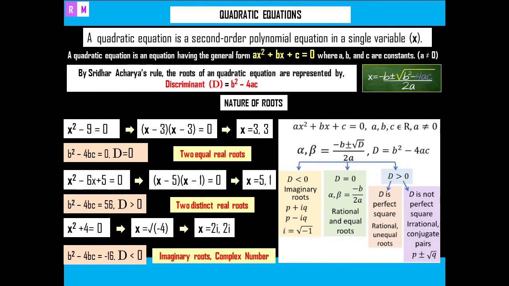By using this rule, we can identify the nature of the roots, or simply we can understand the pattern of the values for x. If D equals 0, it has two equal roots, and if D greater than 0, it has two distinct roots. Respectively, if D less than 0, it has imaginary roots. Please follow the given solutions.